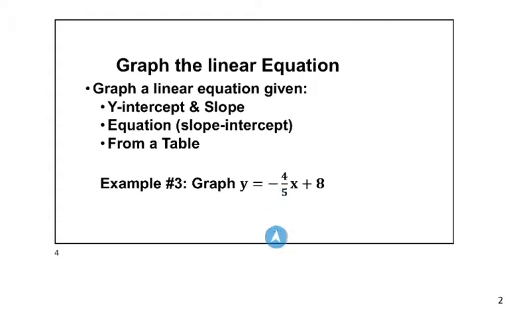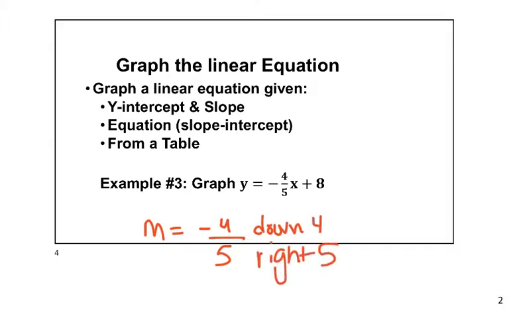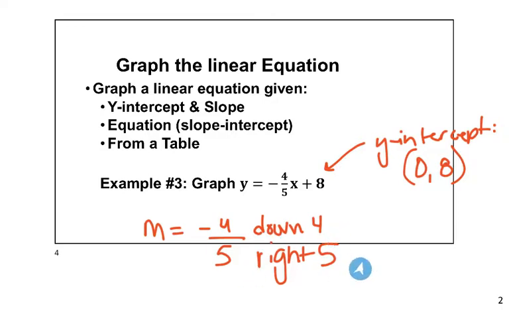So in here we have a slope of -4/5. Officially, if the slope is -4/5, if you put that negative on top, that means that from a point that you start at, you're going to go down 4 and then right 5. The point that you start with is called the y-intercept. And so that actually means that the point (0, 8) is where you start, and then you're going to go down 4, right 5 from that point.